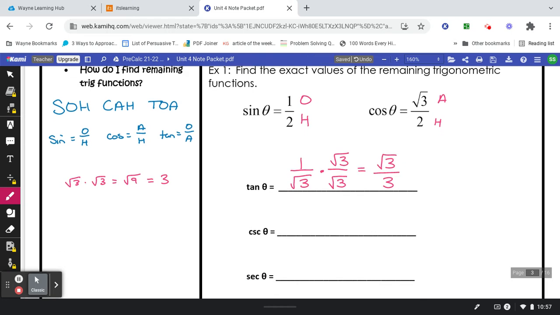All right, so for cosecant is H over O, or the reciprocal of sine. So I'm just going to take the sine 1/2 and flip it to 2 over 1, and then simplify that out to 2.